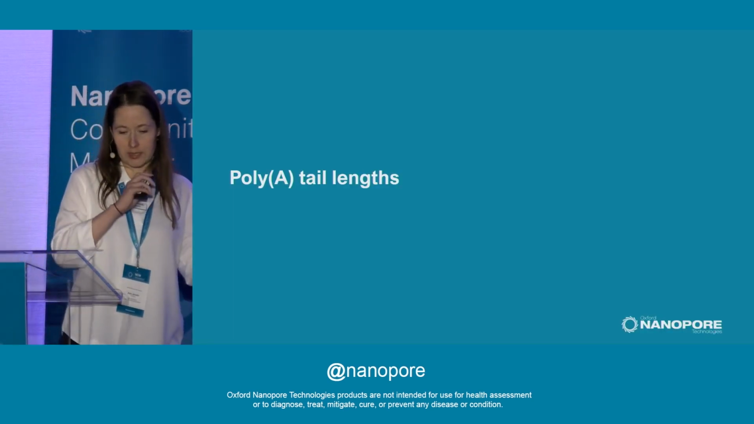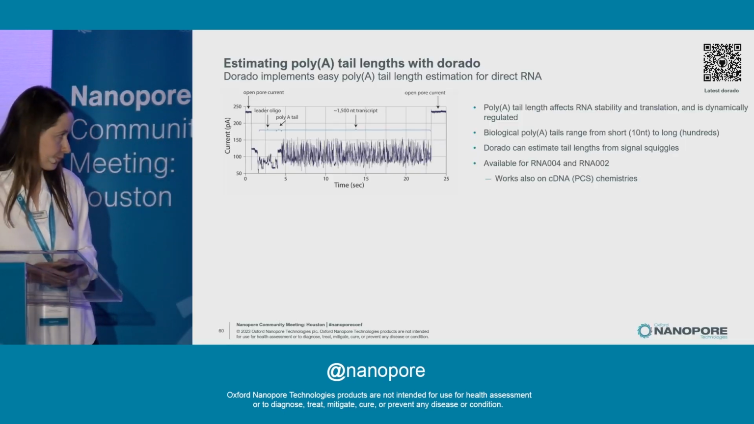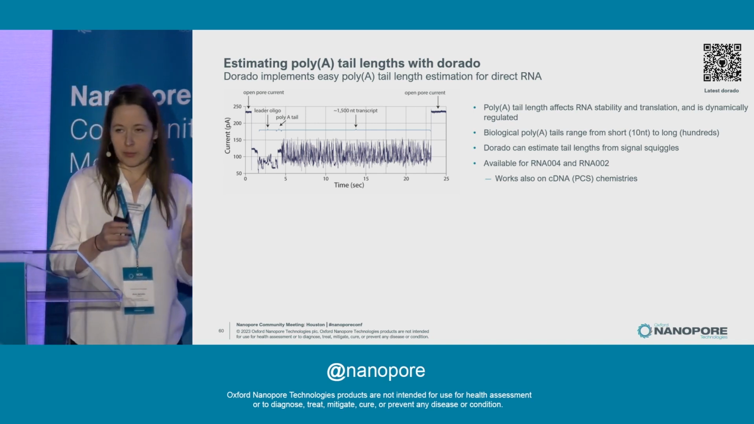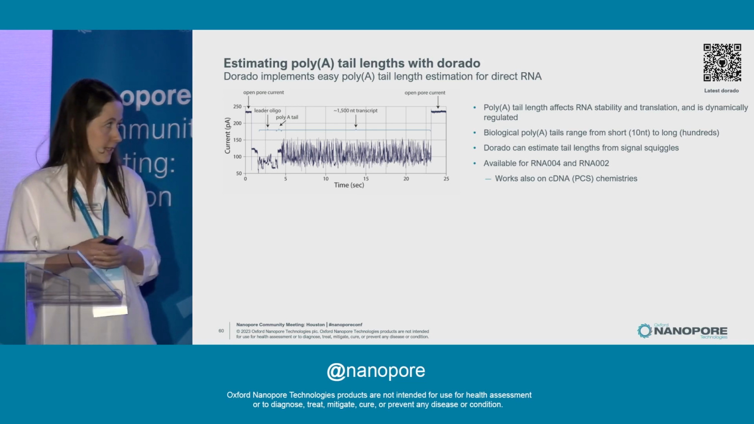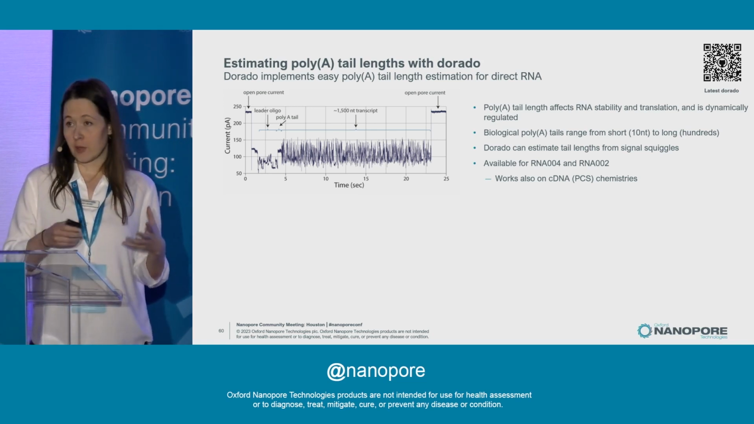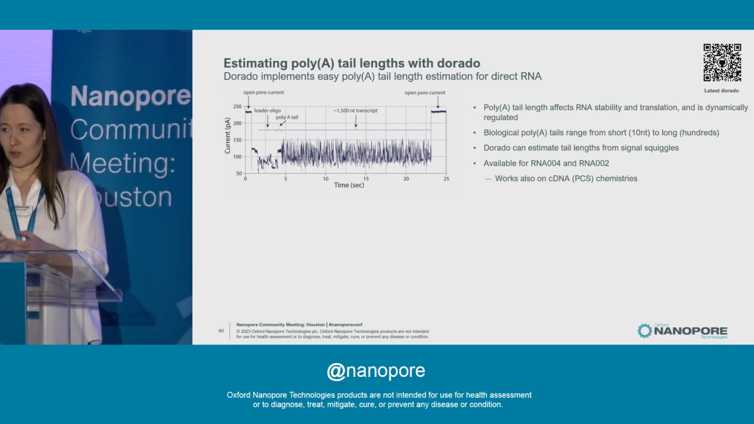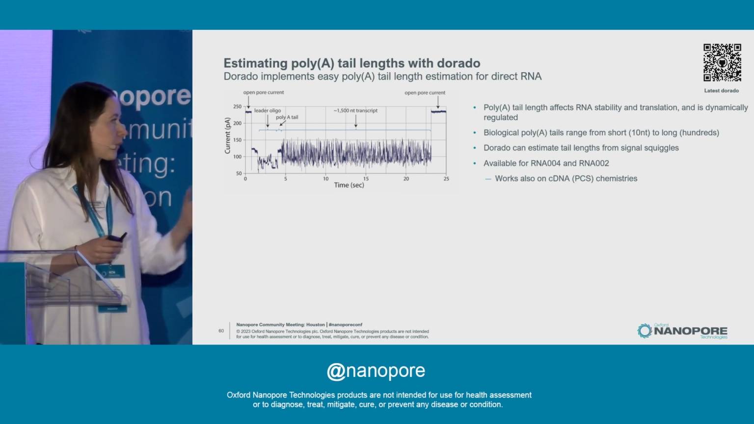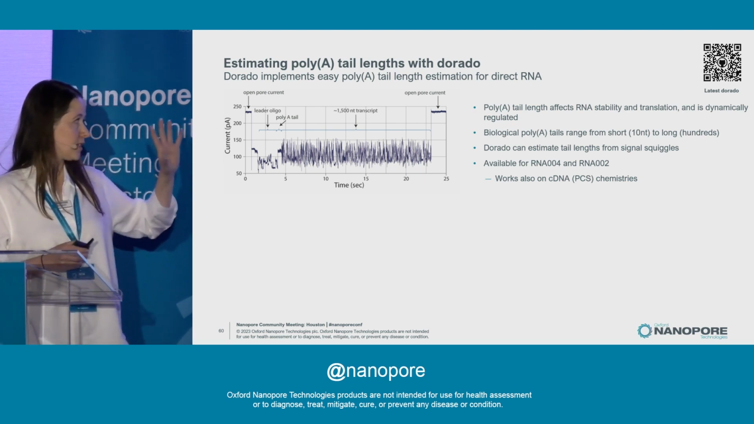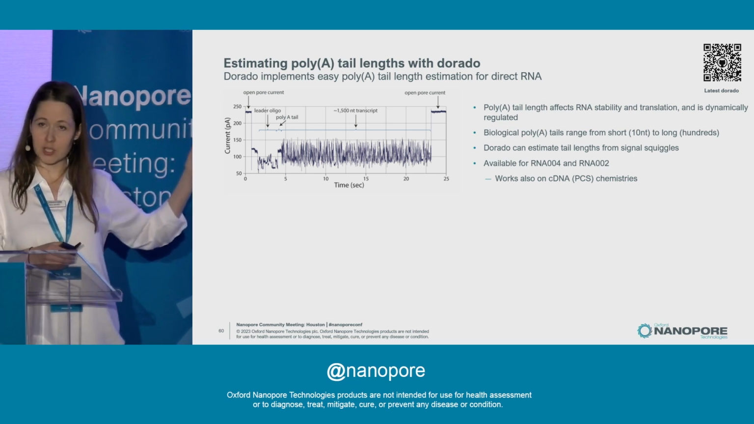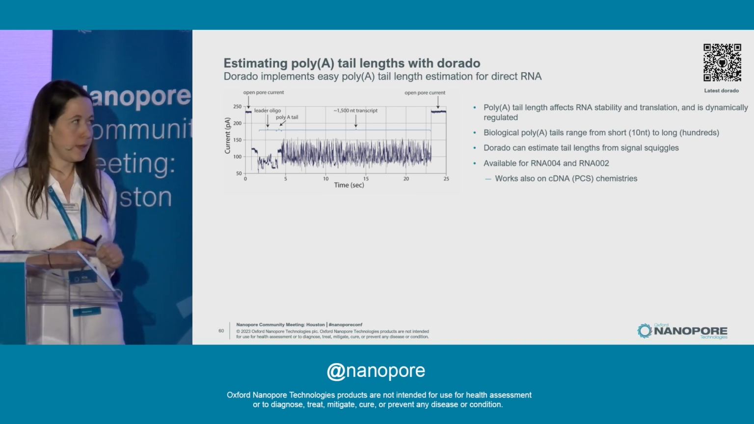Okay, so you can get the isoforms, you can quantify them. What about those poly-A tails? Like I briefly mentioned, poly-A tail lengths are regulated biologically, and that has an impact on translation. The length might vary from 10 to hundreds of A's. And like Georgette briefly mentioned, Dorado can now estimate poly-A tail lengths from the reads. It does this by looking at the raw signal squiggles, identifying the flat signal that corresponds to the poly-A tail, and estimating the length from there.